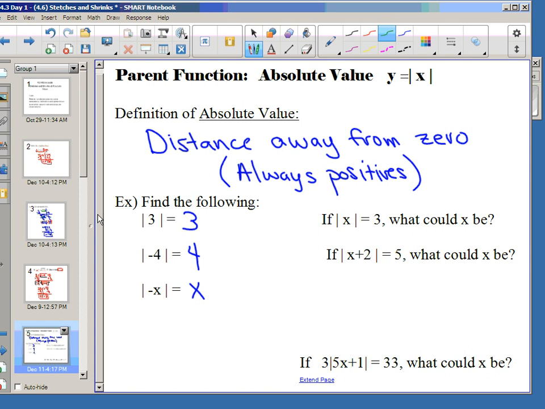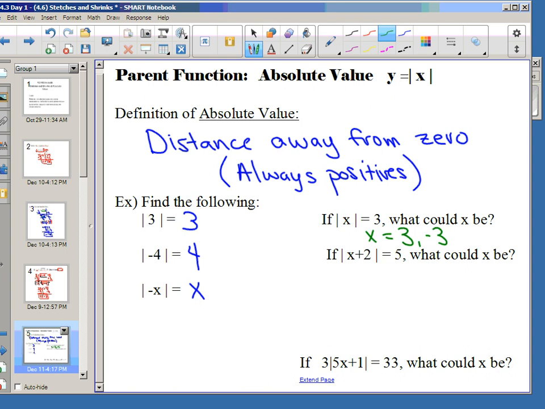Over here on the right, we have a couple different problems. It says if the absolute value of x equals 3, what could x be? So what this is saying is if x is 3 units away from 0, what could x be? And in this case, it could be +3, but it also could be -3, because -3 is also 3 units away from 0.